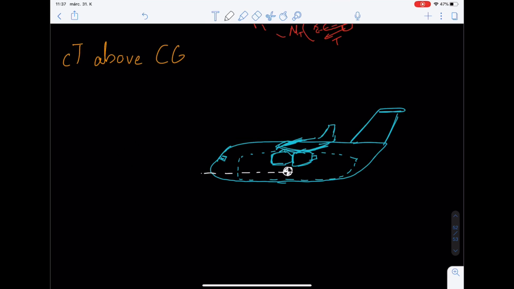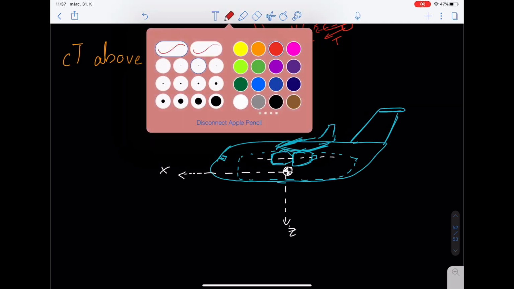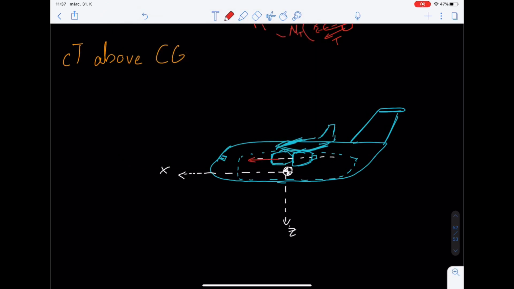And here you have the longitudinal axis of the aircraft. Here you have the vertical axis of the aircraft. And generally speaking, let's say that these two engines are aligned, which they're not in reality, but they're pretty close. So you can see that in this case, the center of thrust for these engines is going to be higher than the center of gravity.